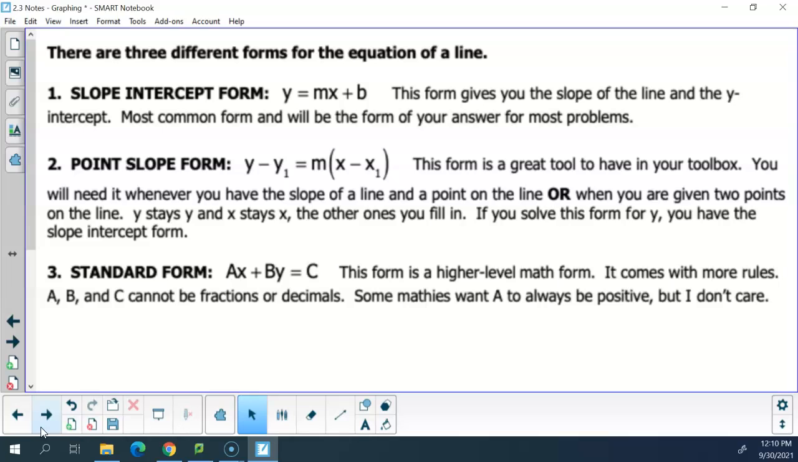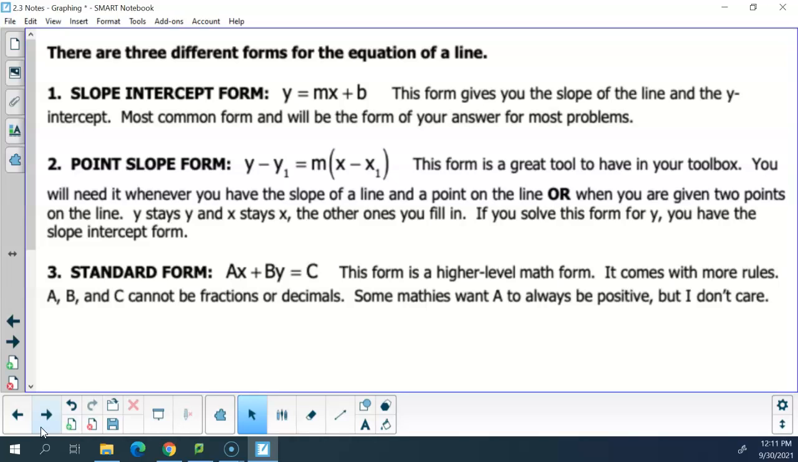Anyway, so y equals mx plus b is our first form of a line. That's what we call the slope-intercept form of a line. The slope-intercept form of a line does just that. It gives you the slope of the line. It also tells you where the line crosses the y axis. Okay? It will be next week when we get to writing equations of lines. It will be the most common form of your answer. It won't always be your answer, but it will be the most common.